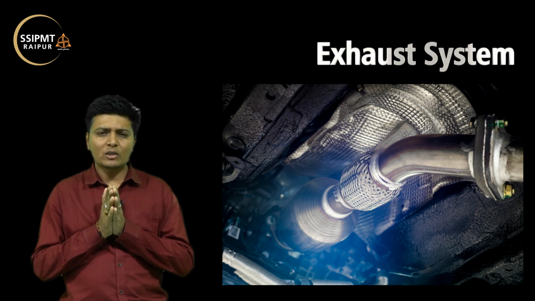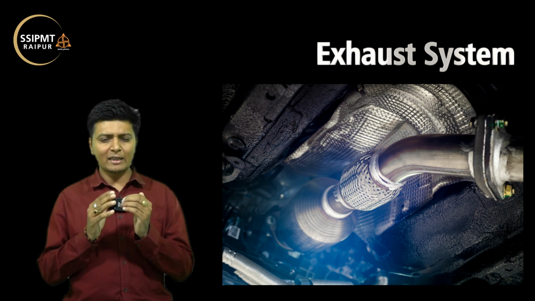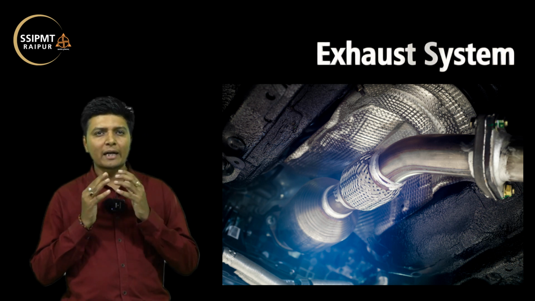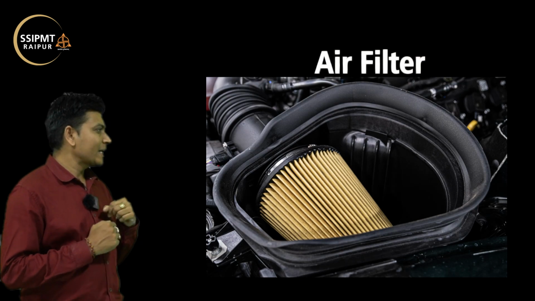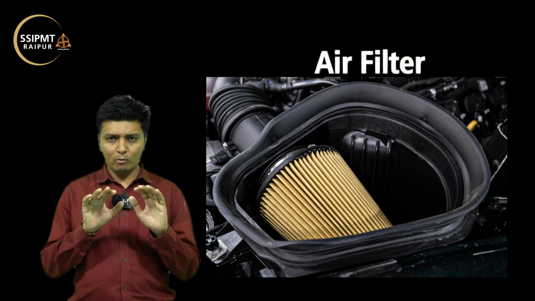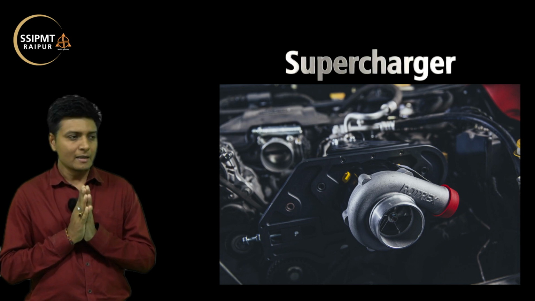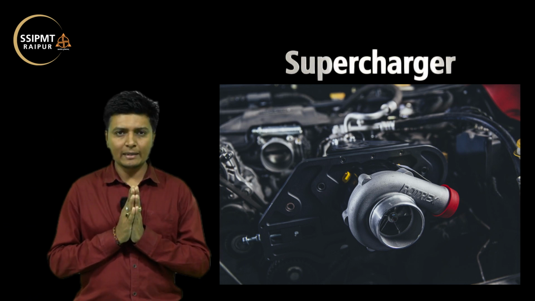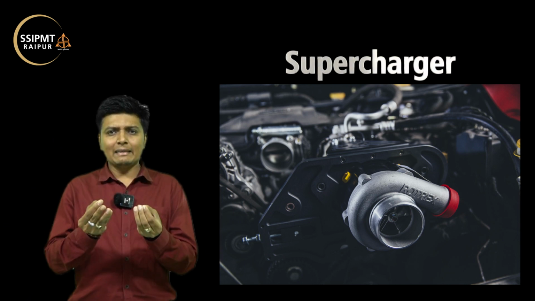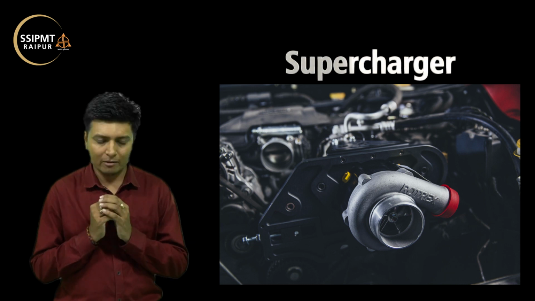As the temperature of the exhaust gas is very high, the heat of the exhaust gas is used to heat the air which is to be supplied to the engine. The third one is the air filter. The function of the air filter is to remove the dust from the air which is taken by the engine. The fourth component is the supercharger. The main function of the supercharger is to increase the pressure of the air supplied to the engine and to increase the power of the engine.